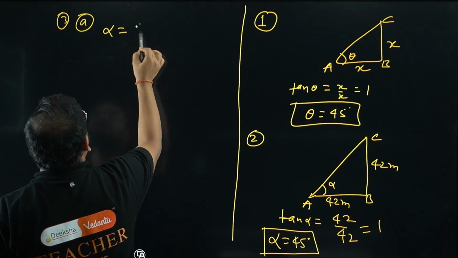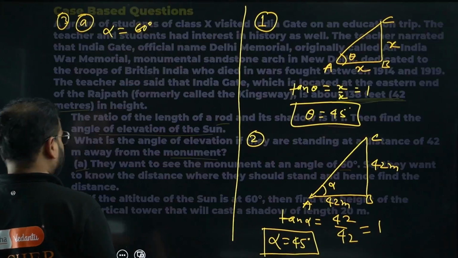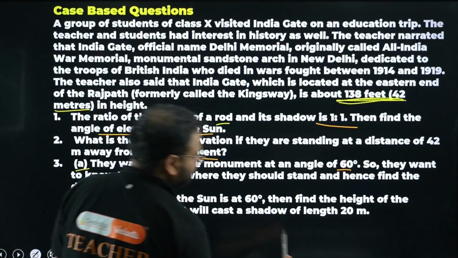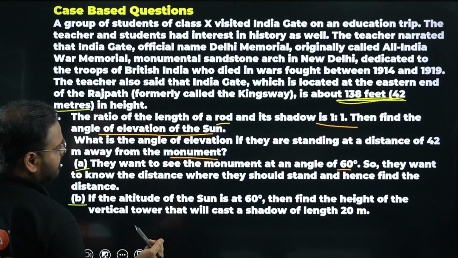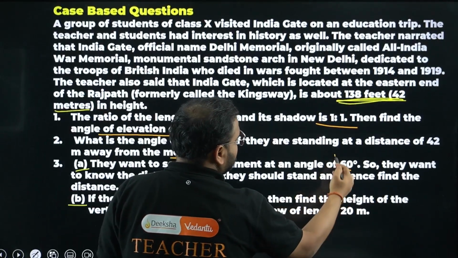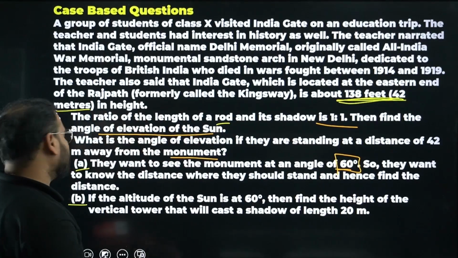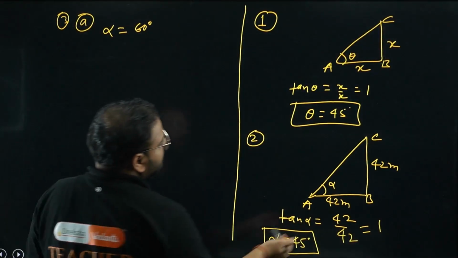They've given the angle of elevation is what? 60 degrees. Please check. 60 degrees, sir. Where is it? 60 degrees. They've given that here. They want to see at an angle of 60 degrees, which means they have to go closer only. Correct? So what are you going to do?